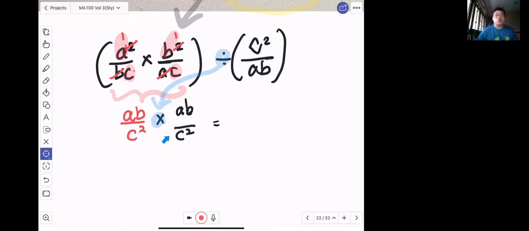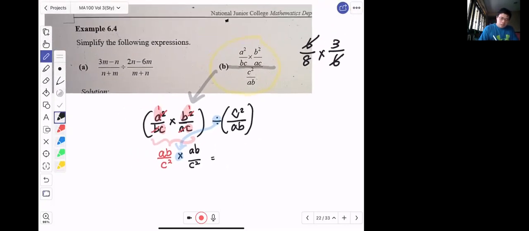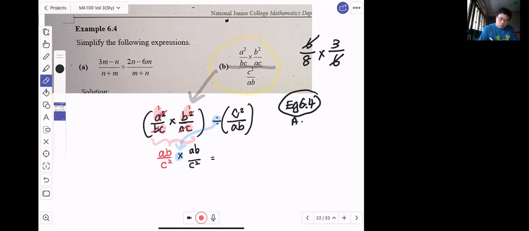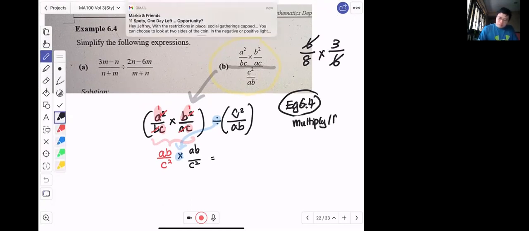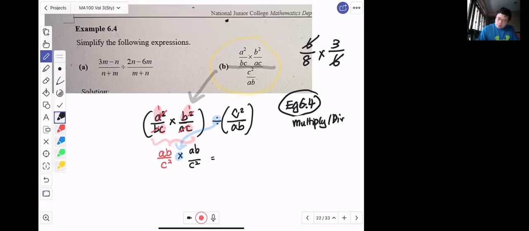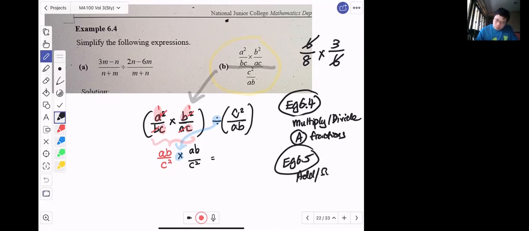In case you're not sure, 6.4 and 6.5 actually test two different concepts. Example 6.4 tests you how to multiply or divide algebraic fractions. A, not Avengers, algebraic fractions. Example 6.5 tests you how to add or subtract algebraic fractions. So both examples teach you a different story.